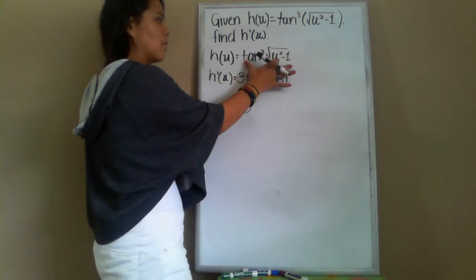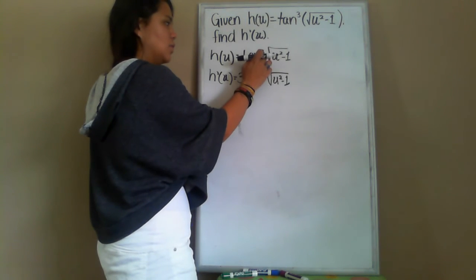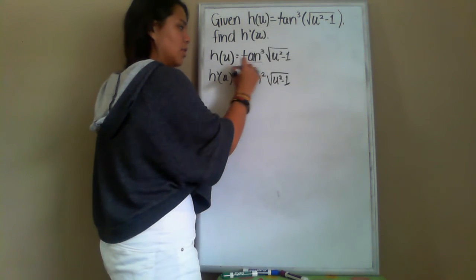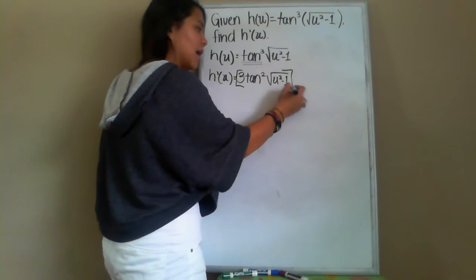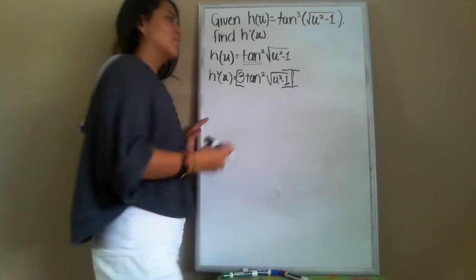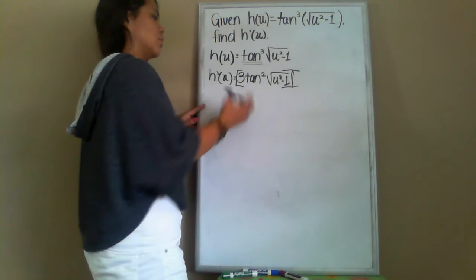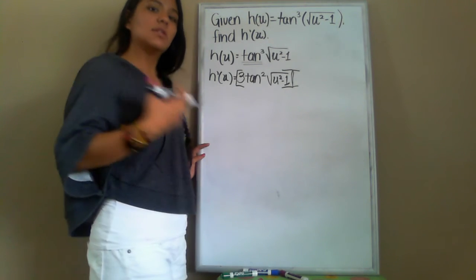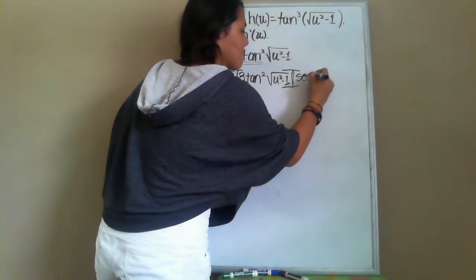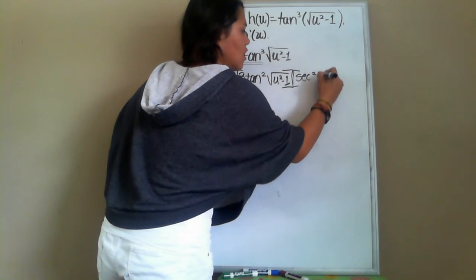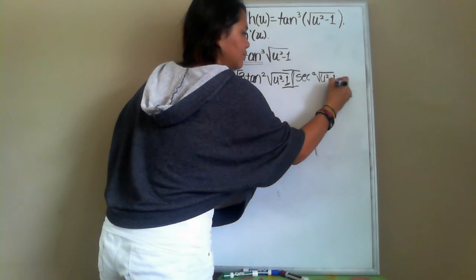Then we get the power rule. And then you see we have the trigonometric equation. So we will go on and multiply by the derivative of the trigonometric equation. So the derivative of tangent is secant squared. So we get secant squared of the square root of u squared minus 1. Okay.